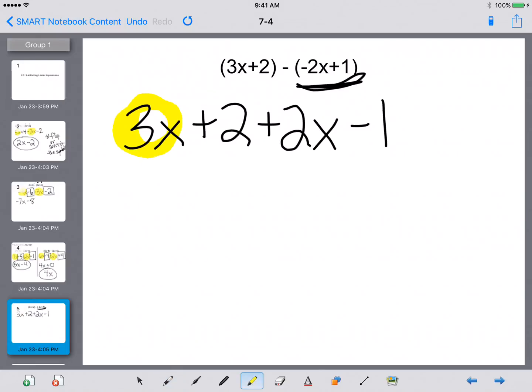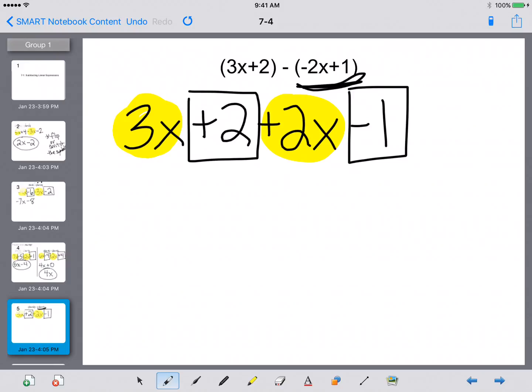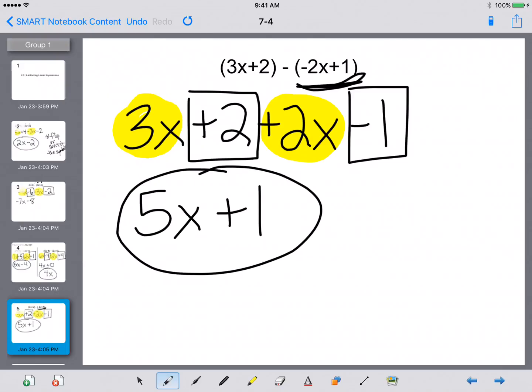Go through and find your like terms, so 3x and plus 2x because those both have x, and then plus 2 minus 1, making sure I'm including the symbol that's before the number. 3x combined with 2x becomes 5x, and positive 2 combined with negative 1, so 2 plus negative 1, or 2 minus 1, is 1. And there's your answer.